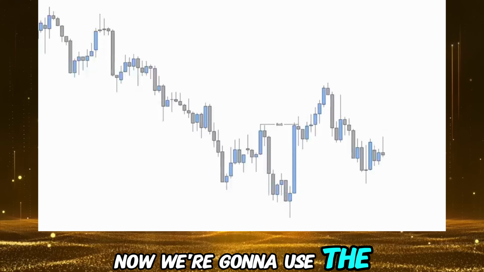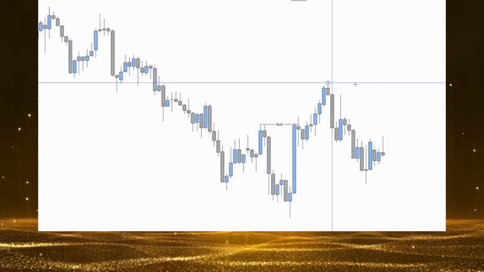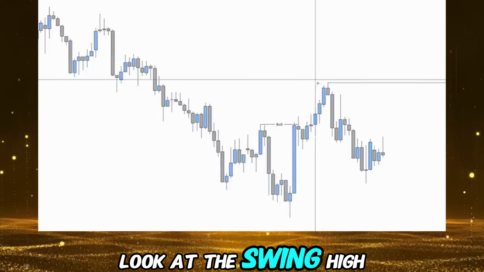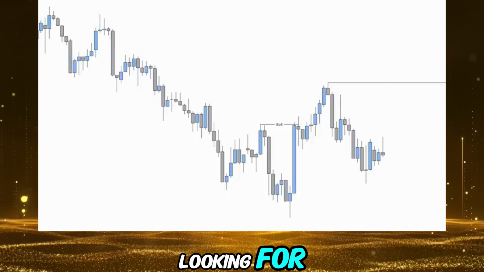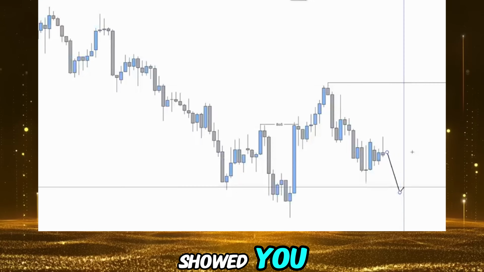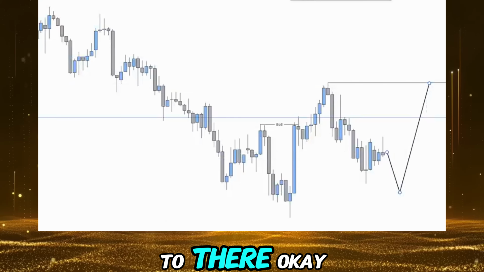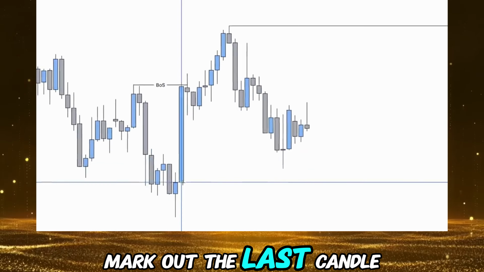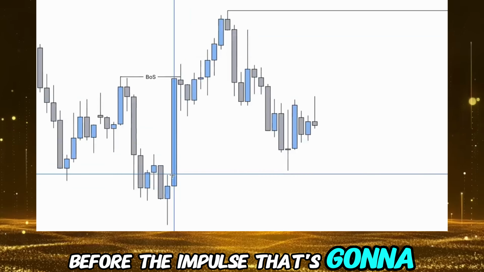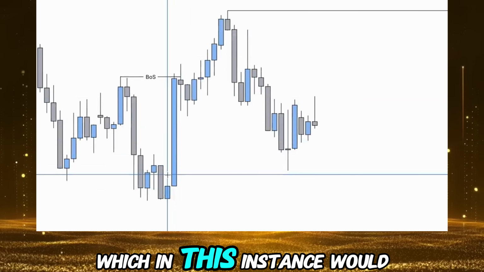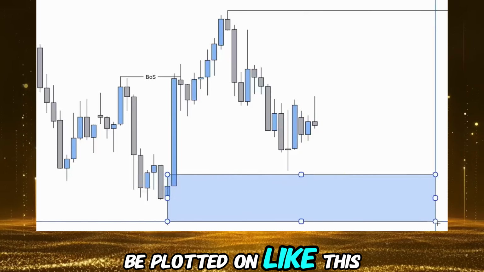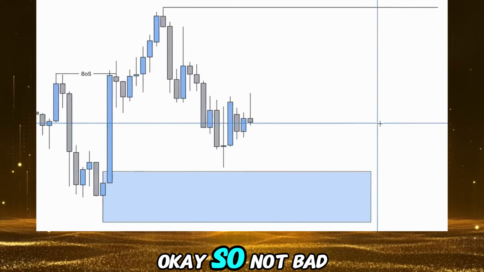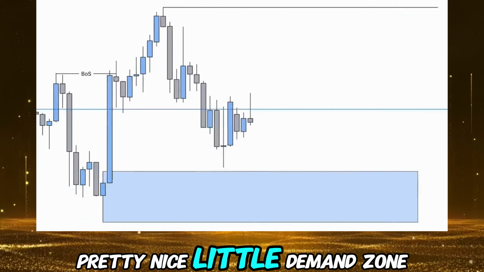Now, we're going to use a similar technique as previous. Targets wise, we're just going to look at the swing high. So all we're going to be looking for, just like the examples I showed you, is a trade from there to there. Okay. Now, we can go ahead and mark out the last candle before the impulse. That's going to be our demand zone, which in this instance would be plotted on like this. Okay. So not bad. Pretty nice little demand zone.